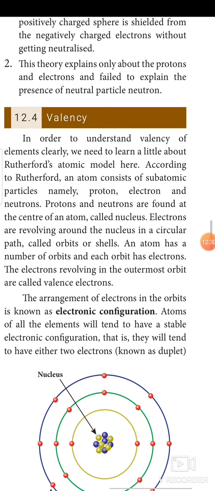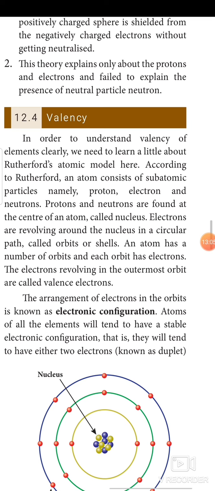Next we are going to see about valency. What is valency? In order to understand the valency of elements clearly, we need to learn a little about the Rutherford atom model here. According to Rutherford, an atom consists of subatomic particles, namely proton, electron and neutron. Protons and neutrons are found at the center of the atom called the nucleus, and electrons revolve around the nucleus in a circular path called an orbit or shell. An atom has a number of orbits or shells.